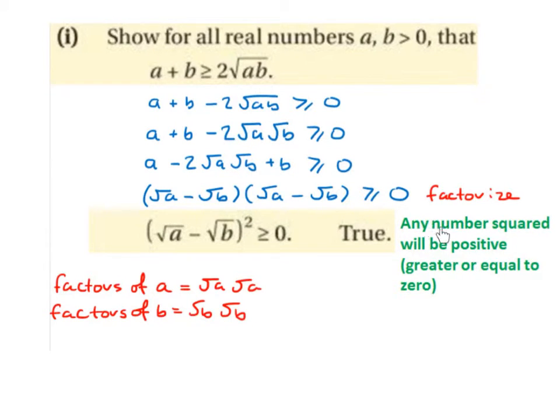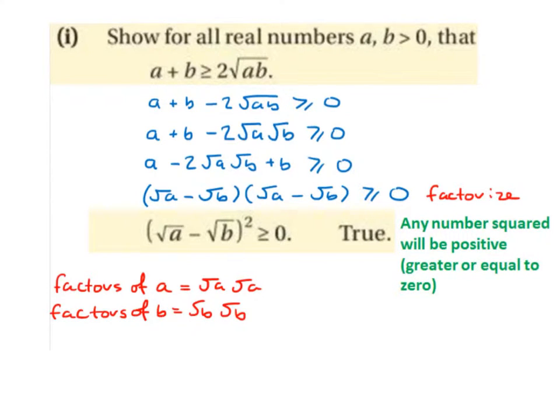Because remember, any number squared will be positive, which is going to be greater or equal to 0. Because any number, whether it's negative or positive, when it's multiplied by itself will be a positive, because a plus by a plus gives a plus, and a minus by minus gives a plus. So any number squared will be positive, and another way of saying positive is greater or equal to 0. So any number squared will be greater or equal to 0, so this is true.